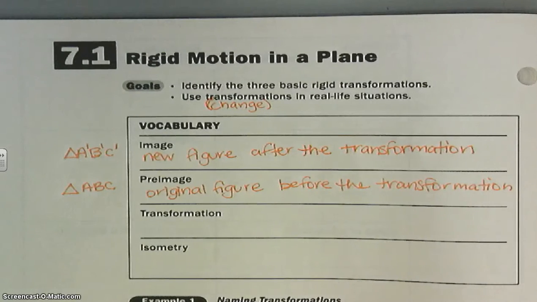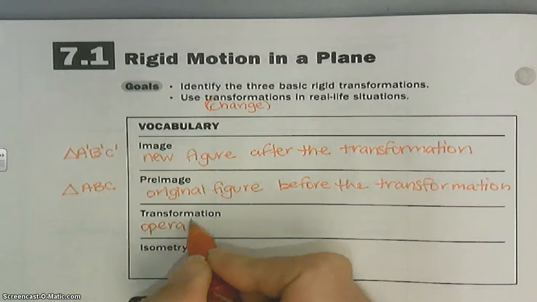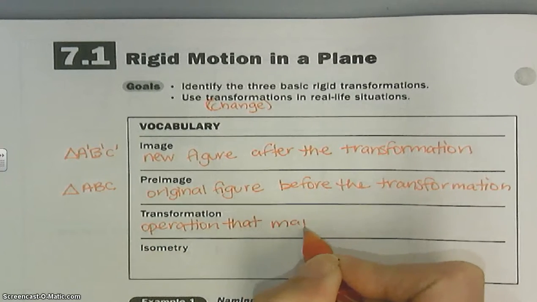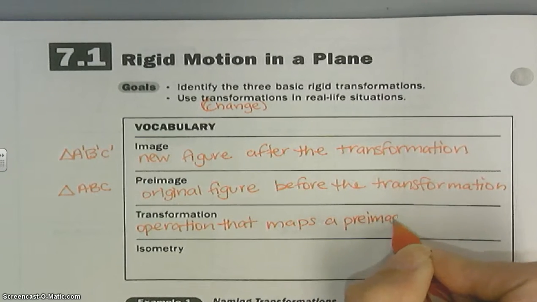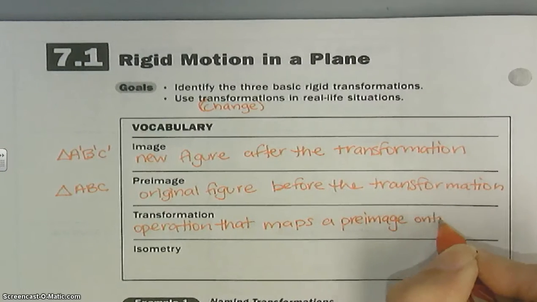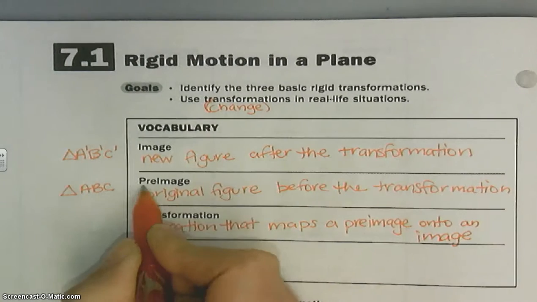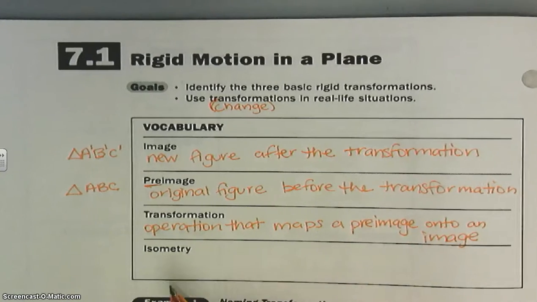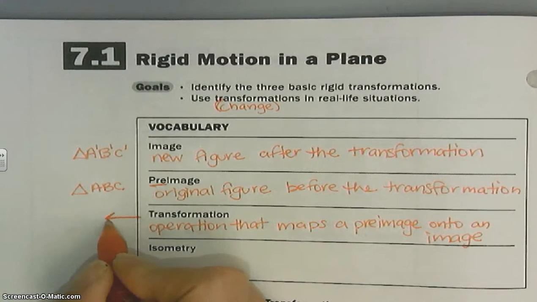So different types of transformations. Well, we talked about transformation means to change, but specifically it's an operation that maps a pre-image onto an image. Like we said, we start with a pre-image, which makes sense. This pre means before, like a pre-test. It's before. Let's talk about the different kinds of transformations, different ways we can change shapes.